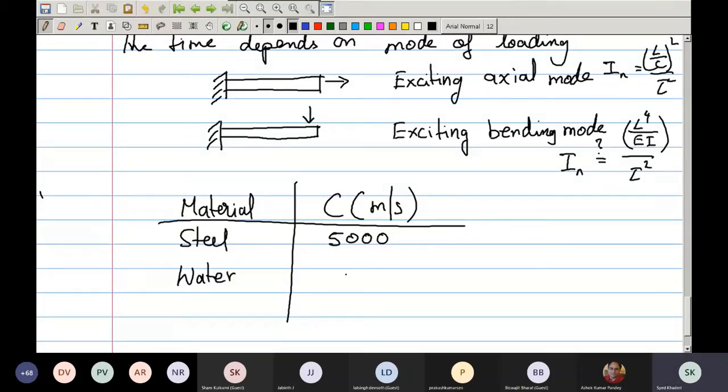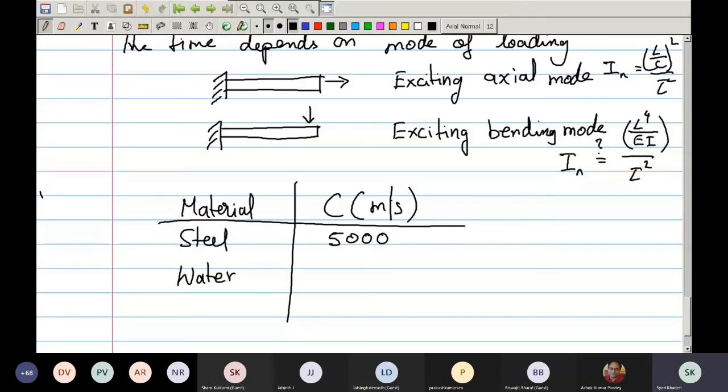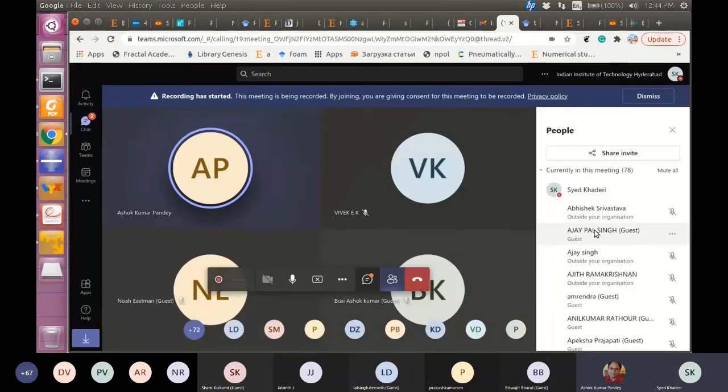Water wave speed is, any guess how much? Someone can make a guess. Wave speed of water. Hello. Yeah, nobody is, you can continue. Let's pick some people. Anyone having a birthday today?